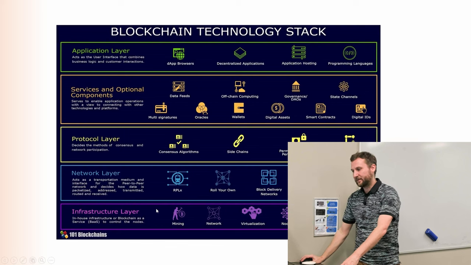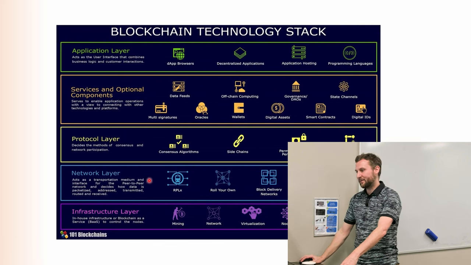Anyways, we have some infrastructure at the bottom, some networking, a protocol. Consensus doesn't show up till the middle here. Sidechains, actually we'll talk about those today. And on top of that, we've got some other stuff, multi-signatures, we talked about that a bit. Digital assets, DAOs, state channels. Actually, we'll talk about state channels today too.